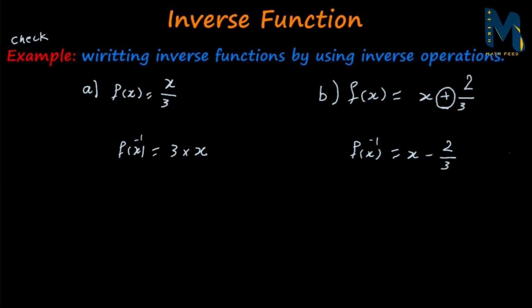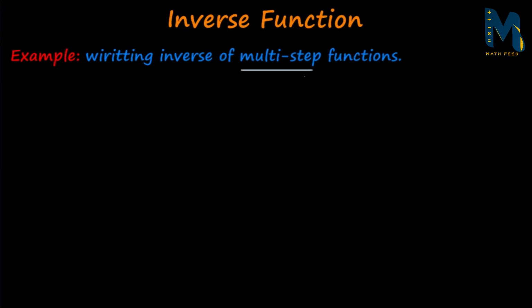Let's move on to solve another example that has 2 operations or more, because in the example that we solved, we had just 1 operation. Let's solve an example with 2 or more operations. In this example we have multi-step operations. Our example is f(x) equals x over 4 minus 5. As you see, it's x divided by 4 and then subtracted by 5. How can we find the inverse of this function?